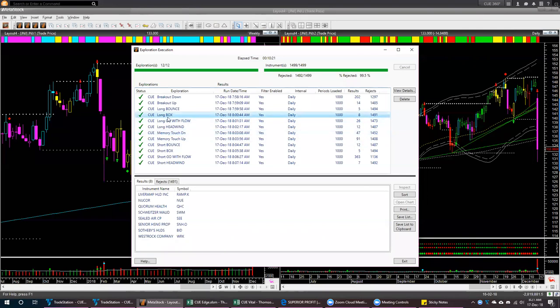What about sideways market, possible long? That is box setup 8 on the long side, short side 5. So about the same, long side a little bit more. These stocks are moving sideways. We may look at some of the long box trades. And finally, headwind, long headwind 12, short headwind 7.